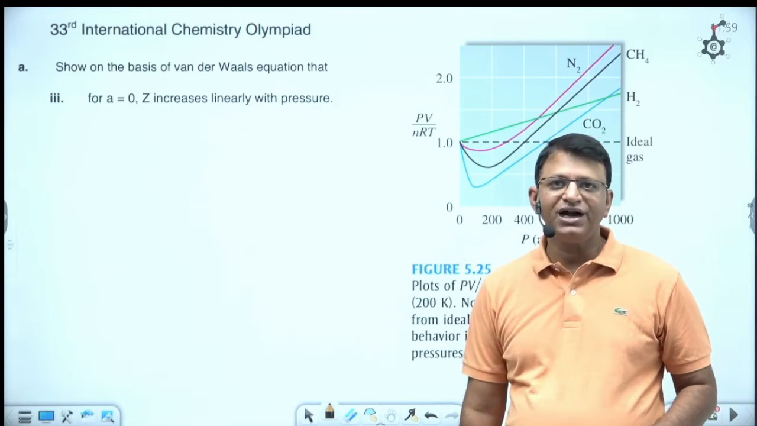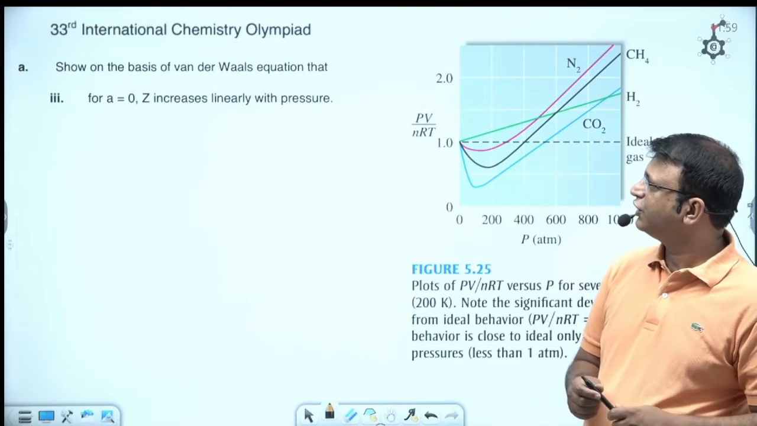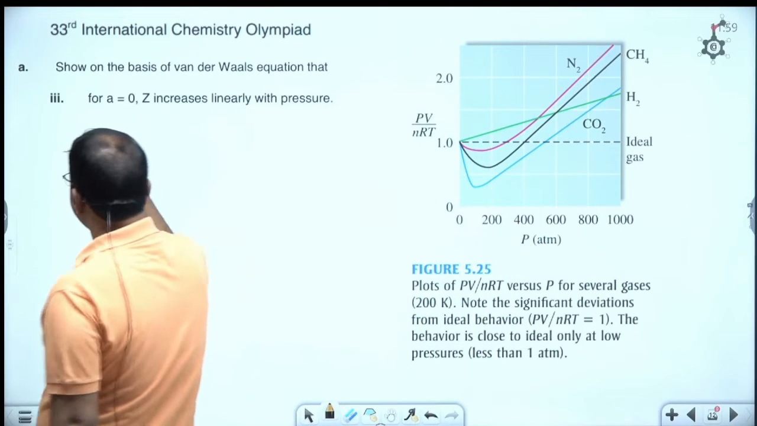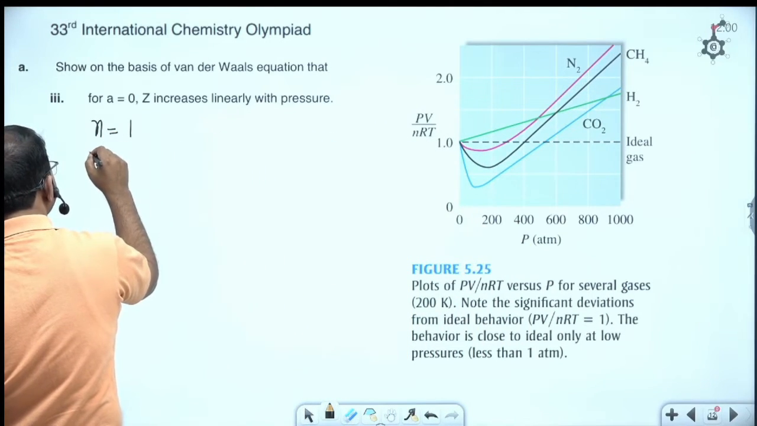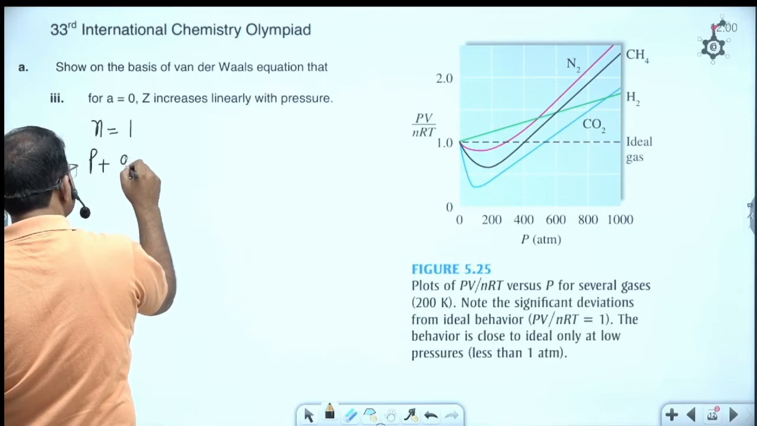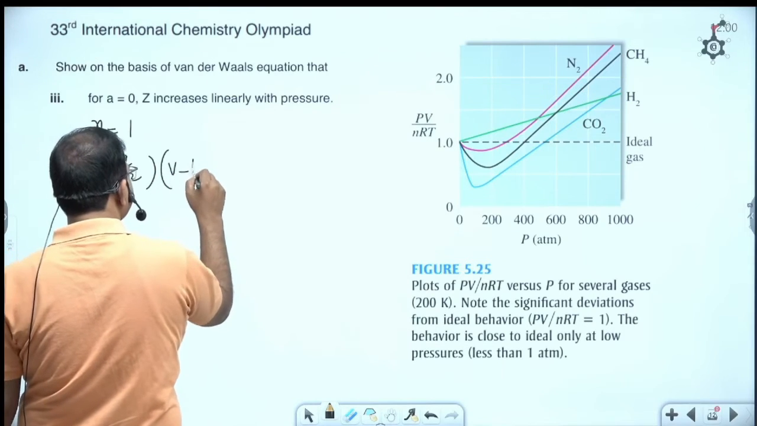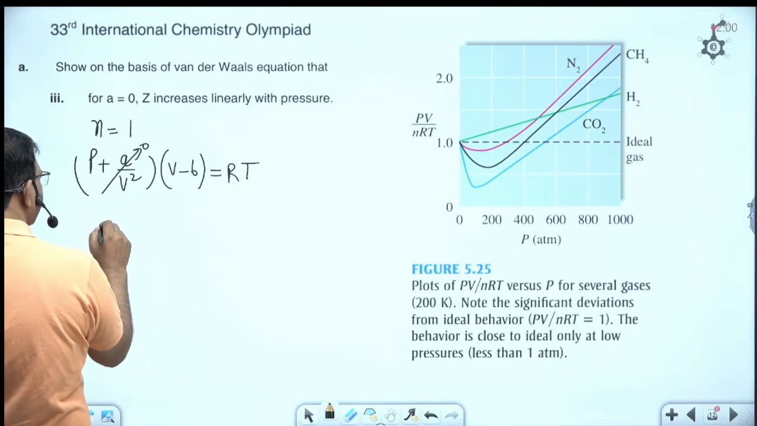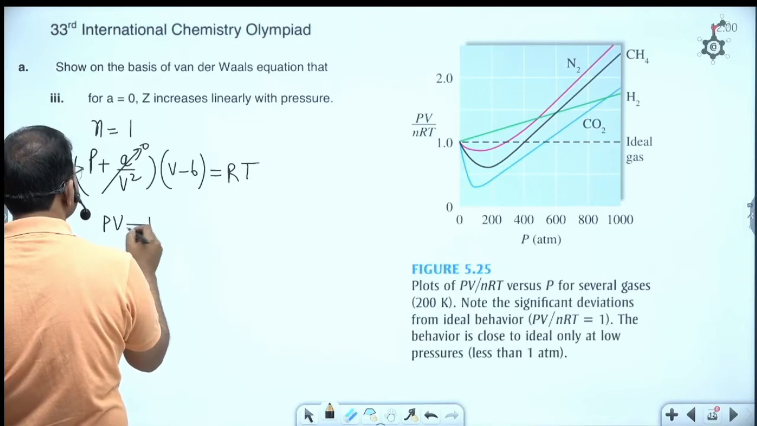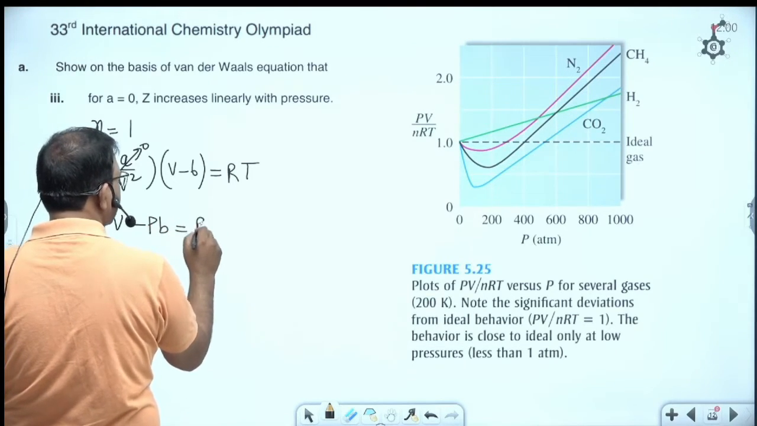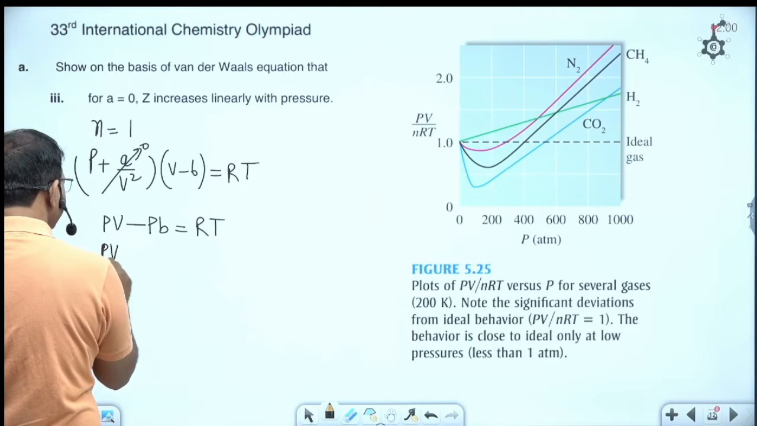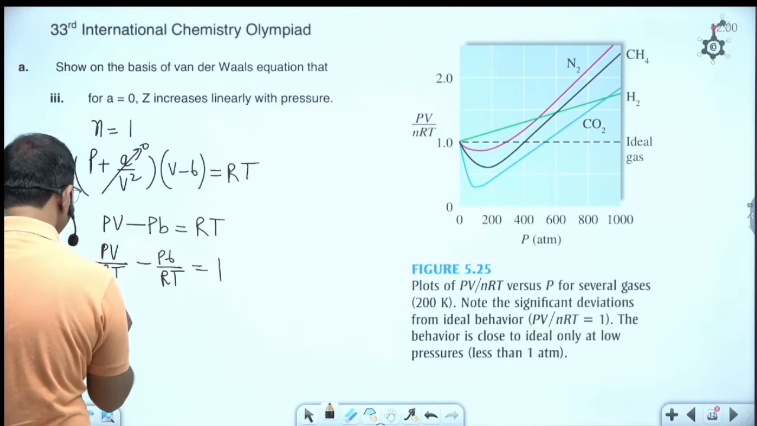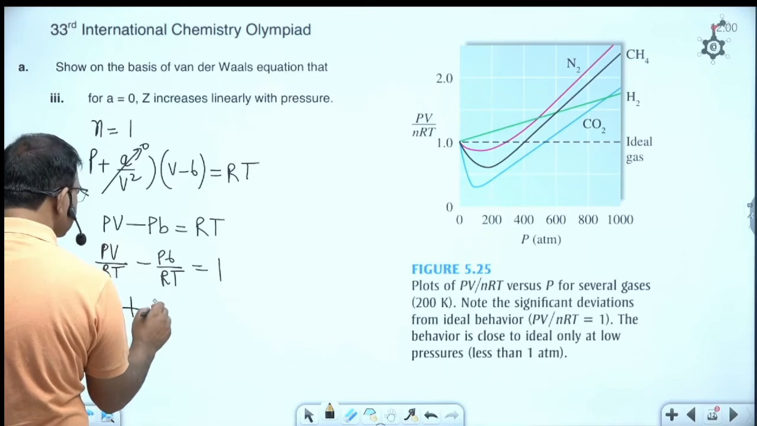Moving to the third part: show on the basis of van der Waals equation that for a equal to 0, Z increases linearly with pressure. तो van der Waals real gas equation में 1 mole gas के लिए लिख रहा हूँ, n is equal to 1. We can write that (P plus n square a upon v square)(v minus b) is equal to RT. So from here, when a is 0, this term will be 0, and from there we can write that PV minus PB is equal to RT. If I take RT to the left hand side, I can write that PV upon RT minus PB upon RT is equal to 1. If I simplify further, we can write that Z is equal to 1 plus PB upon RT.